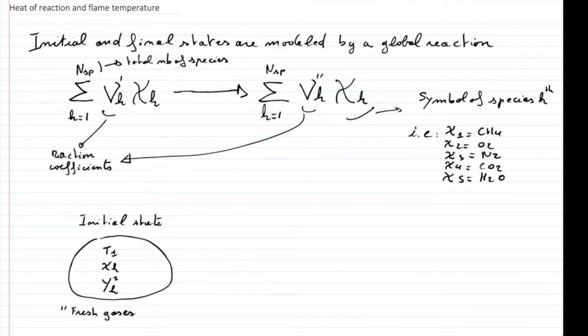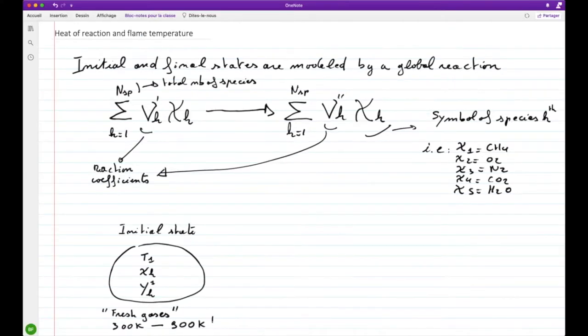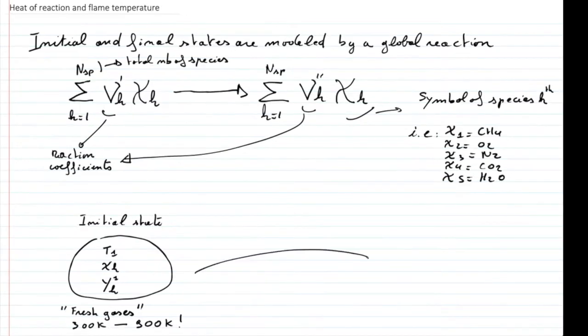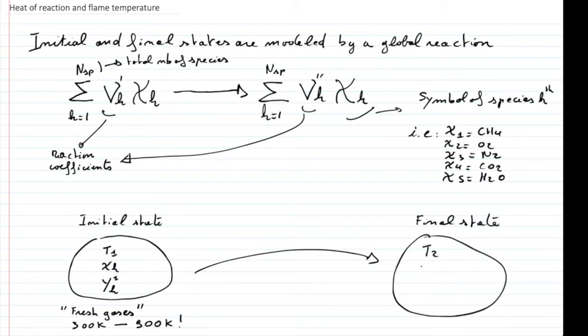Typical temperatures of fresh gases are ambient temperature, but in many applications, air is preheated, so the fresh gas temperature can reach up to 900 K. This is the case of gas turbines or some industrial combustion chambers. Fresh gases are therefore sometimes very hot. Anyway, under certain conditions, this mixture may burn and give products. These products are characterized by a different thermodynamical state, characterized here by superscript 2. Different temperature and different composition. This mixture is called burnt gases.